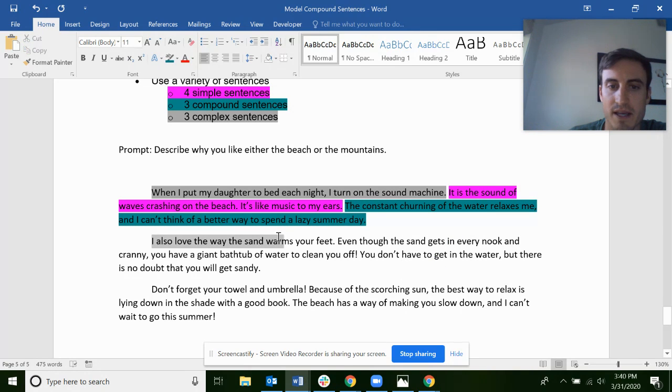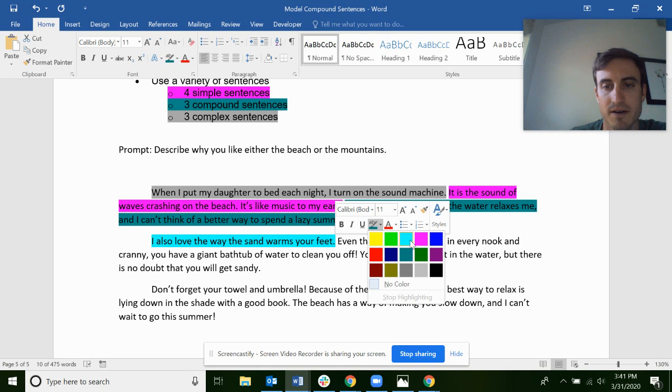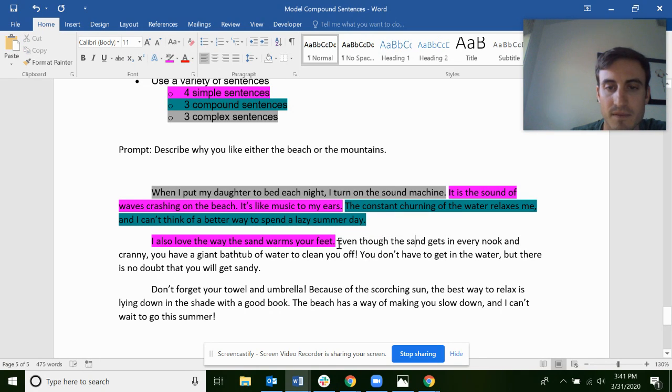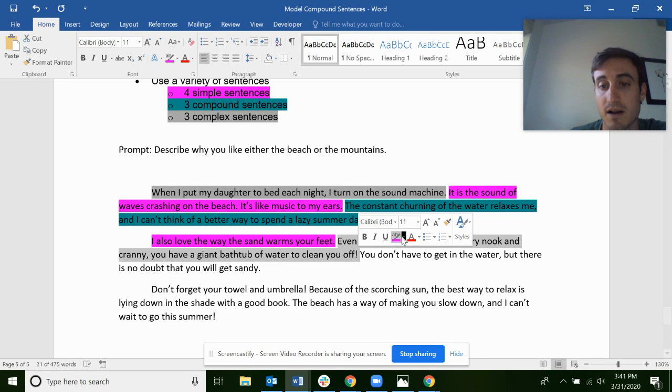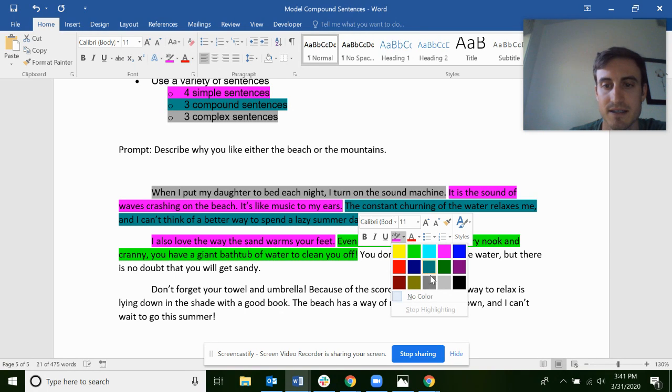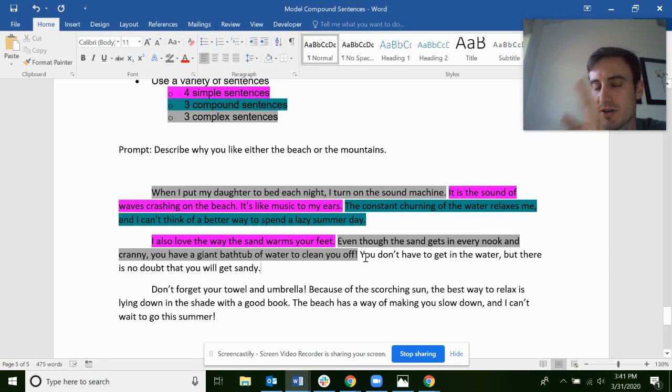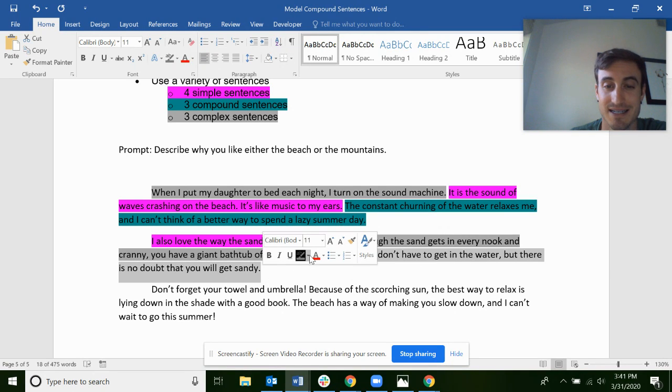I also love the way the sand warms your feet. You can hear my daughter in the background. Simple sentence. Even though the sand gets in every nook and cranny, you have a giant bathtub of water to clean you off. Complex sentence. If you need help writing complex sentences, you can use my examples here. You don't have to get in the water, but there is no doubt that you will get sandy. Compound sentence. Let's make it green.